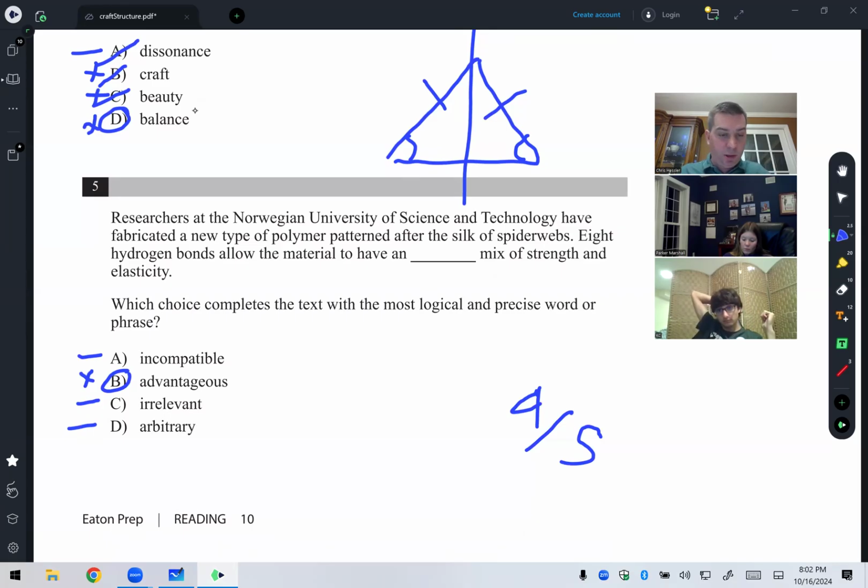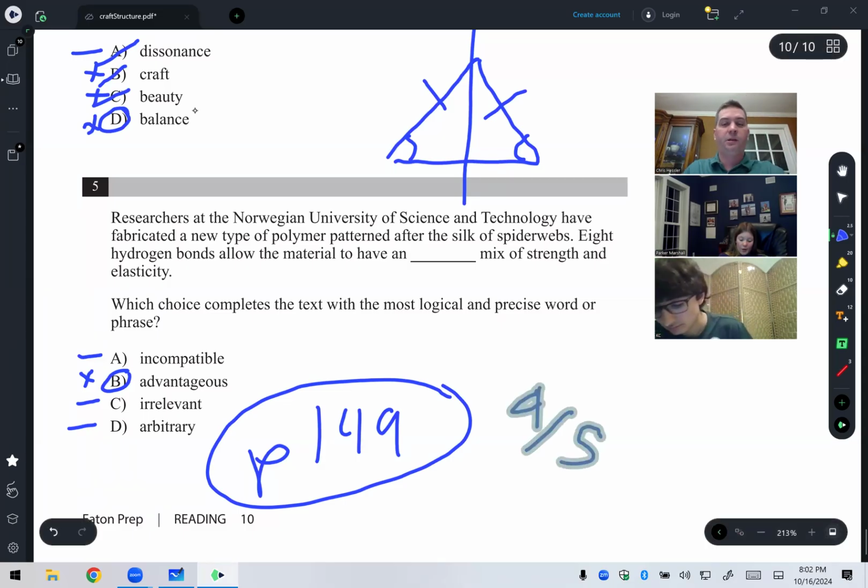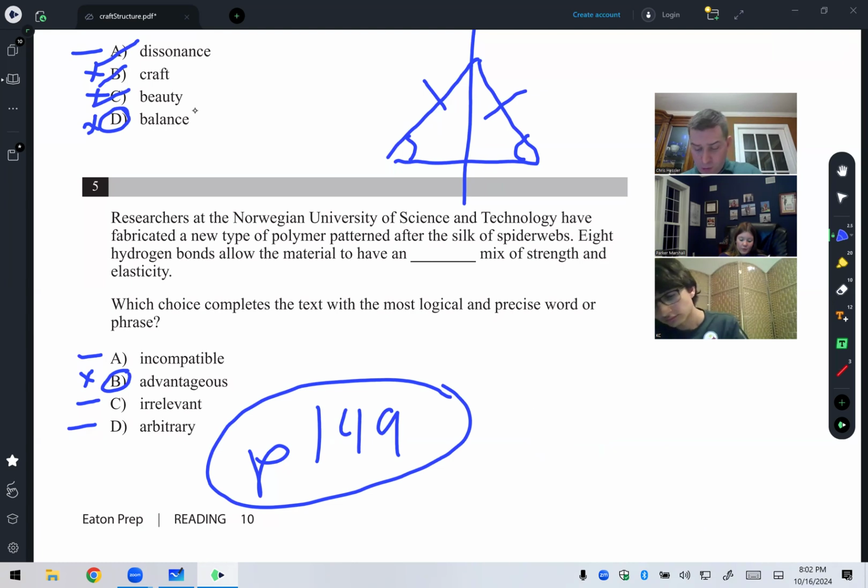All right, here we go. So we're going to do the craft and structure drills. These are on page 149. So turn to that in the blue book. Well, I promise this will be the last thing we do tonight. We're just going to do some of these, and yeah. So let's turn to page 149.